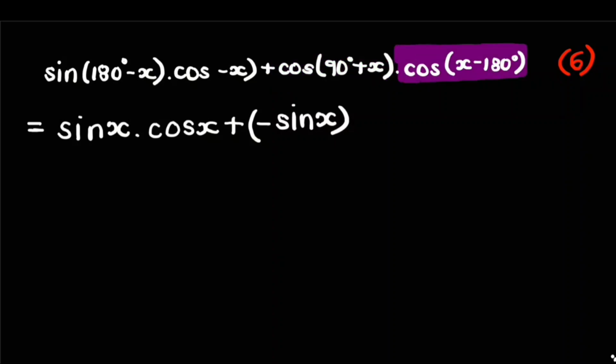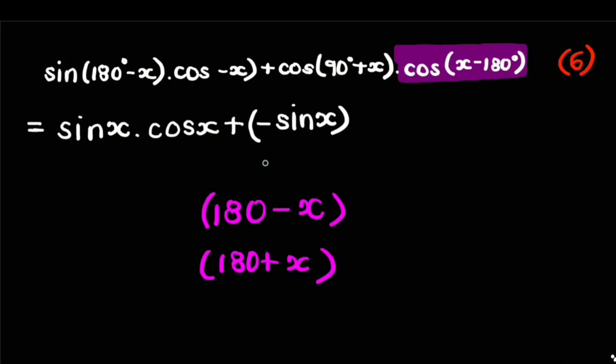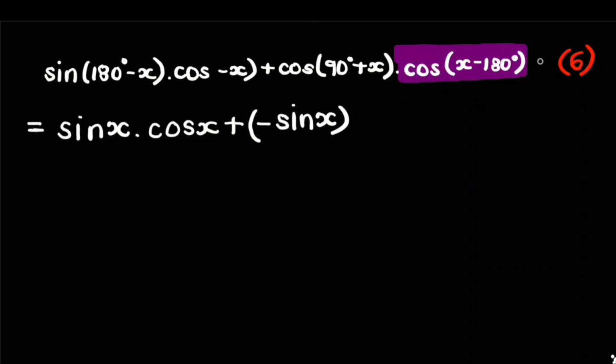We now have cos of x minus 180 degrees. Now this looks like a reduction formula, but it actually isn't, because we notice that the terms are swapped around. So this is what our reduction formulas with 180 look like. We have 180 minus x and 180 plus x. However, what's given here has those terms swapped around. So we have x minus 180.